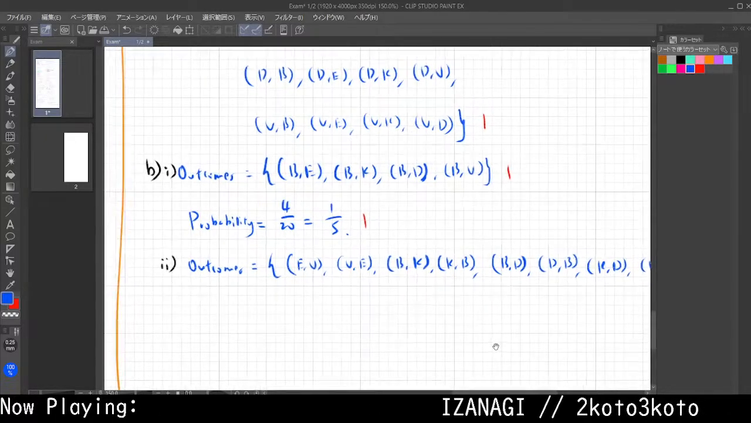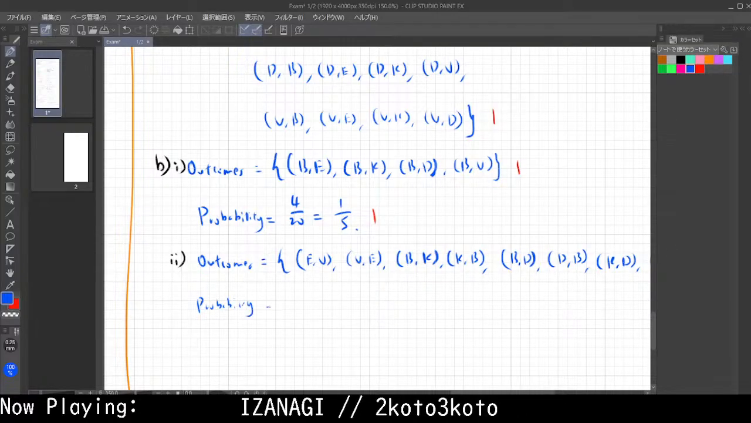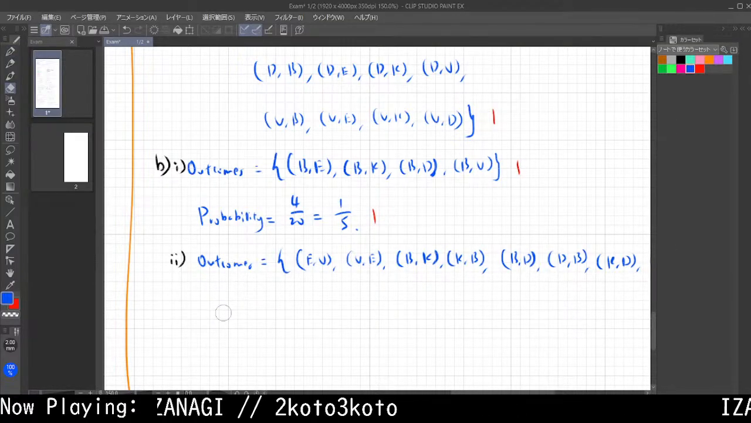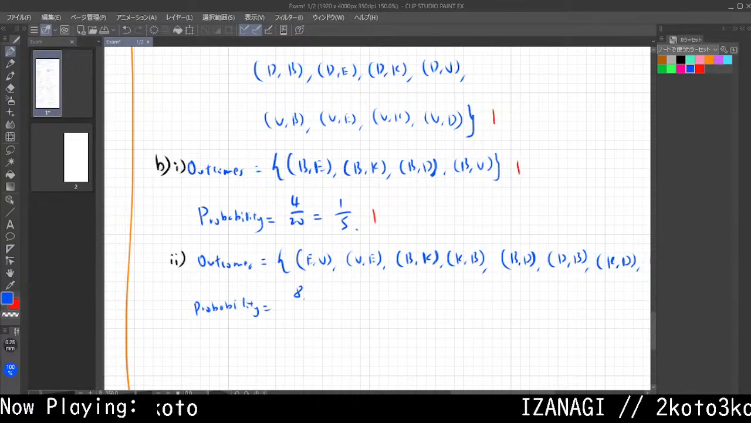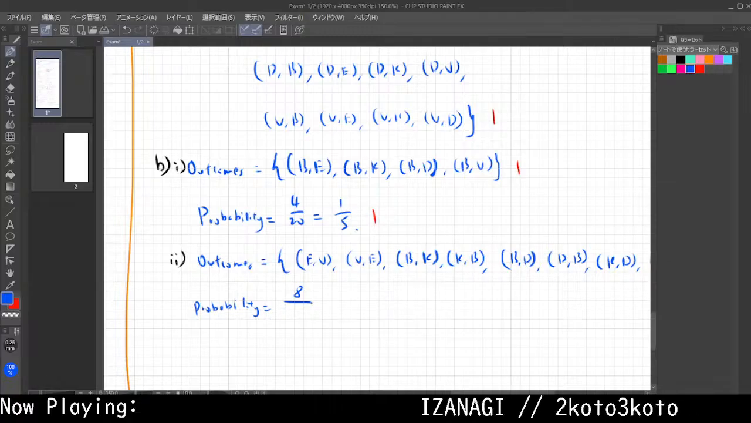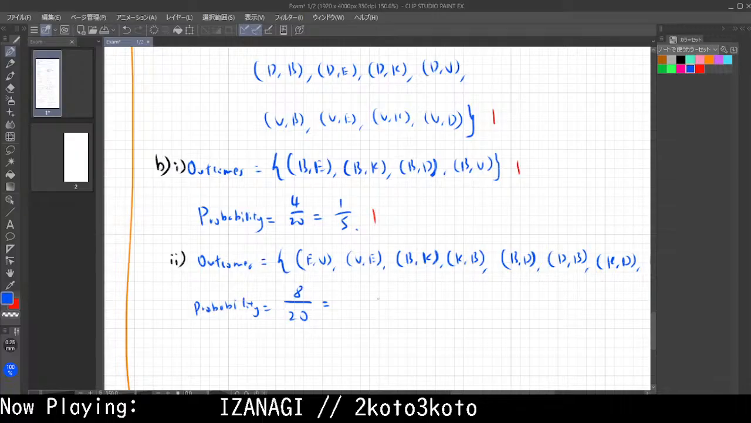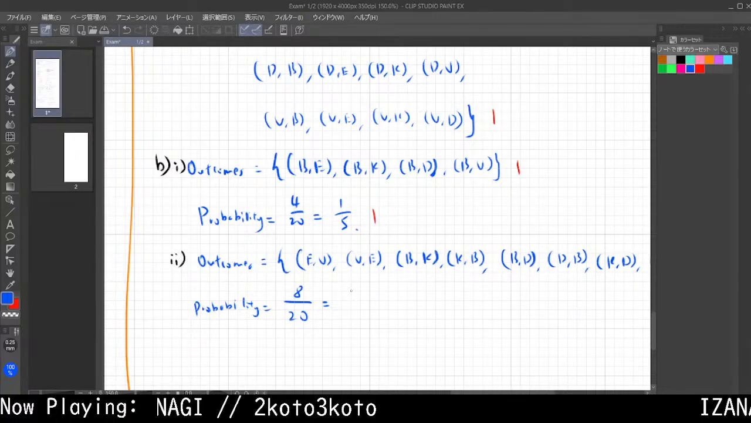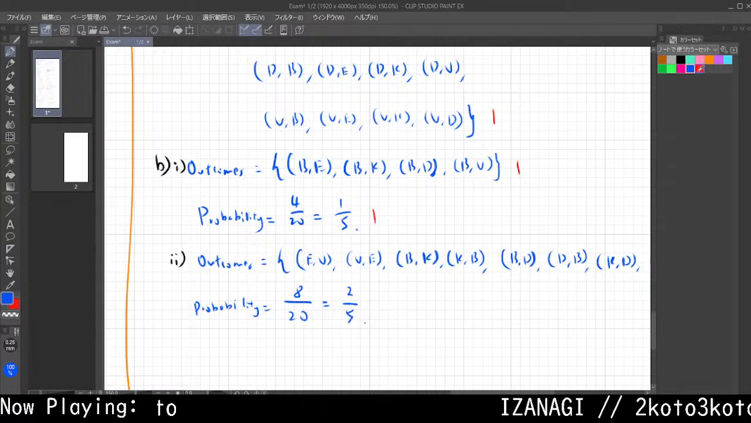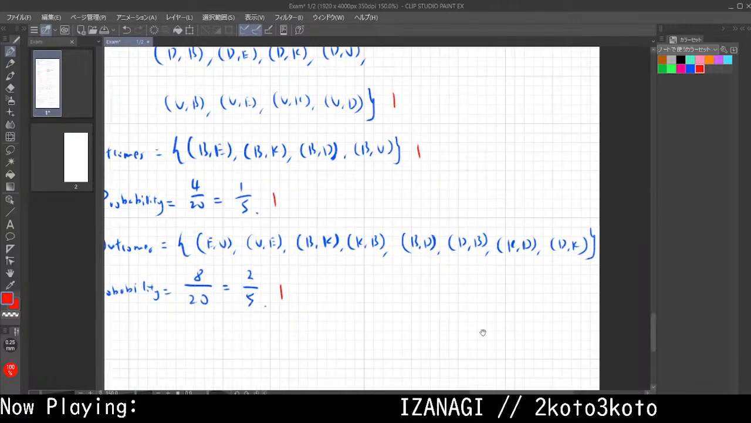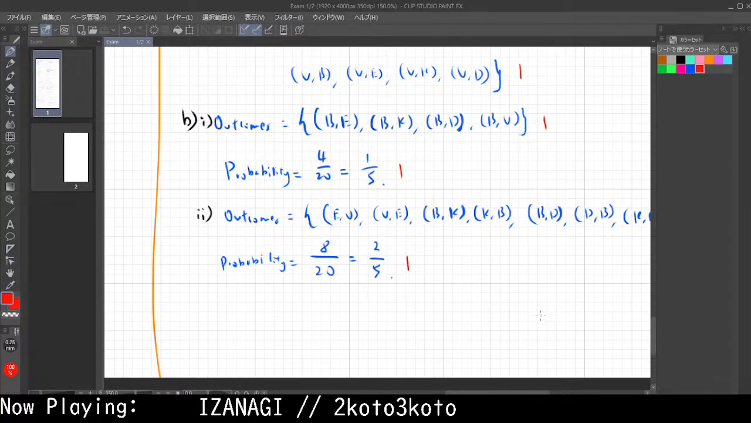So you have a total of 8 possible outcomes. Let me just double check. Yeah, 8 possible outcomes over 20 total outcomes. So this one you just divide, you would get 2 over 5. Anything else you need to do? This should be your answer. So 1 mark and 1 mark for this. Okay, so that will be question 8 done.